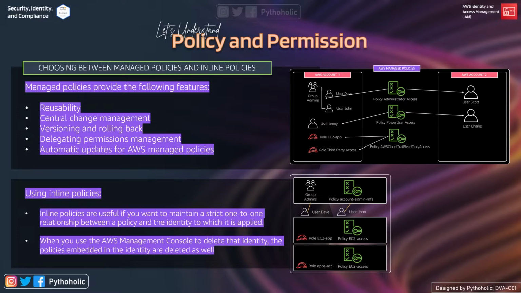And the next feature that we have here is when you use the AWS Management Console to delete that identity, the policies embedded in the identity are deleted as well. So that's a very good benefit. And these are the benefits of using inline. And it's not that managed policies are superior in every way possible. Rather, it depends on the use case. So it will be dependent on the use case on whether you would want to go with AWS managed policies or managed policies in general, or you would want to go for the inline policies.